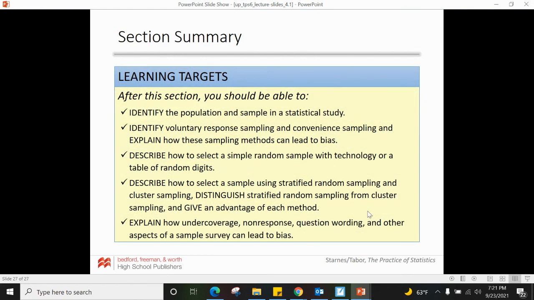All right. And that is it for this section. So you can see the learning targets here. You can pause if you want to see them.